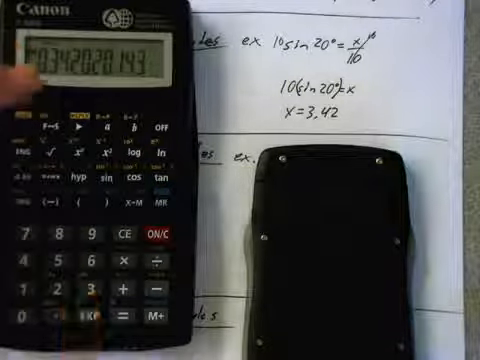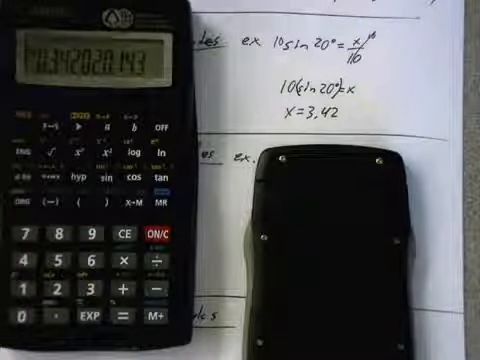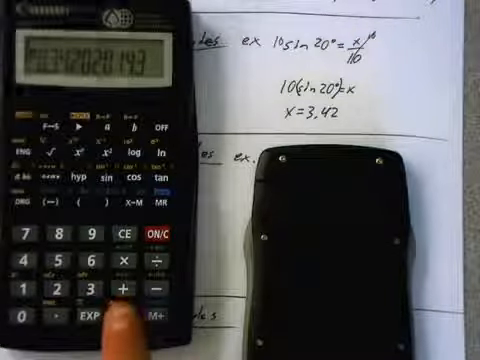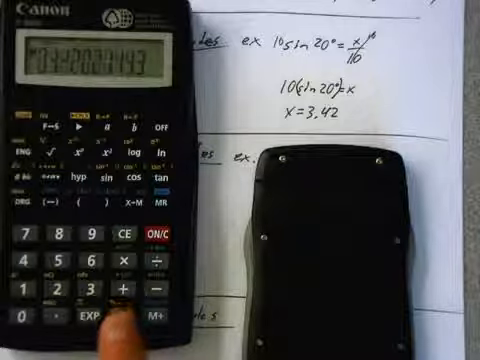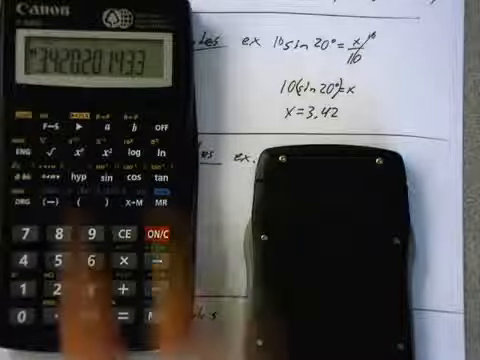But that's not the right answer here. That's not the 3.42 that I want. So I have to hit equals still because it hasn't done the multiplication until you hit equals. So hit equals. Done. Let's go to an easier calculator.